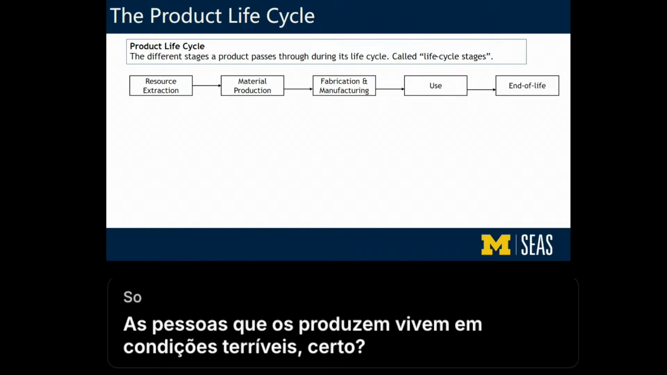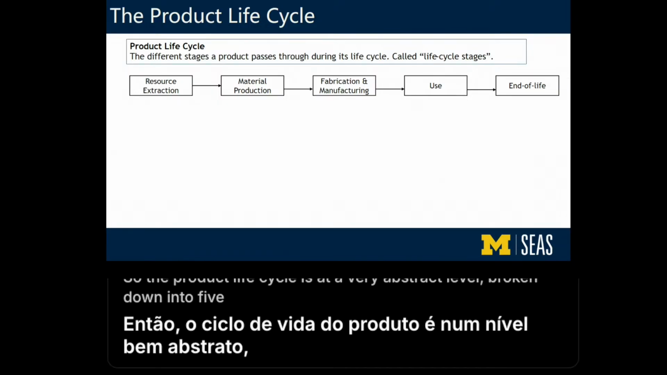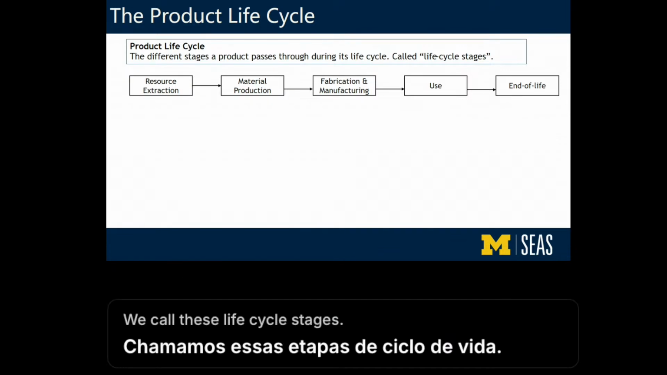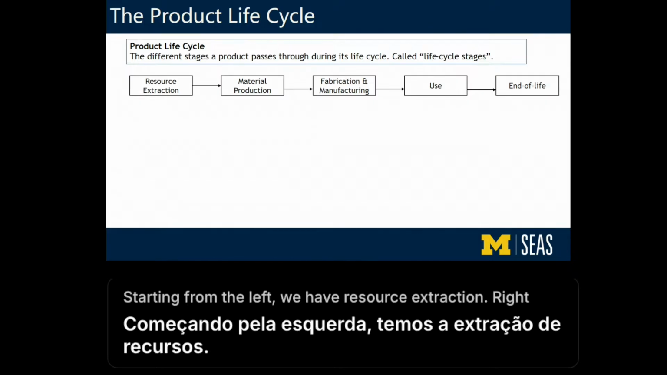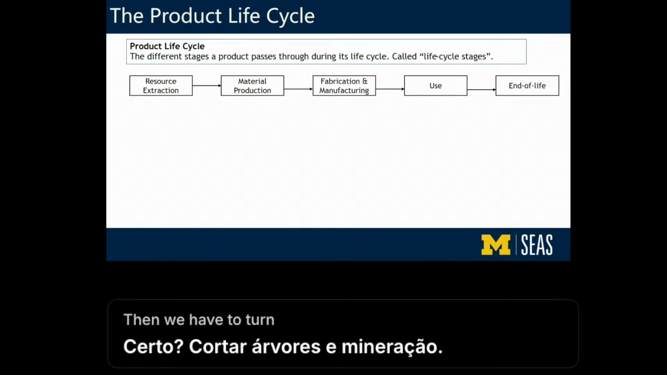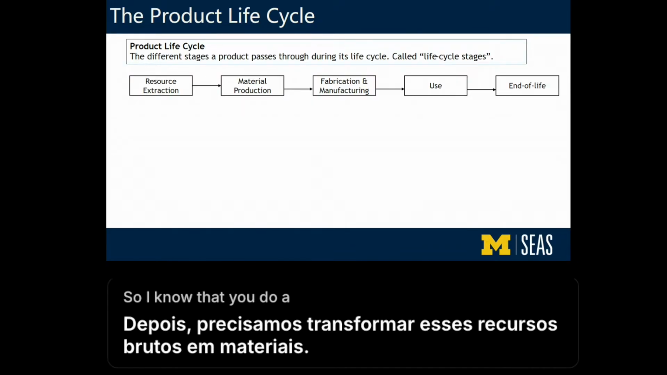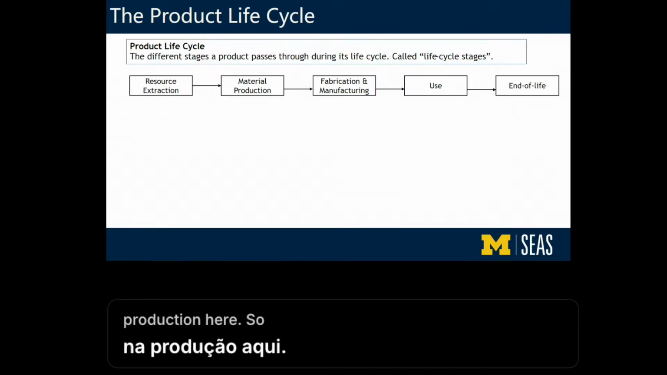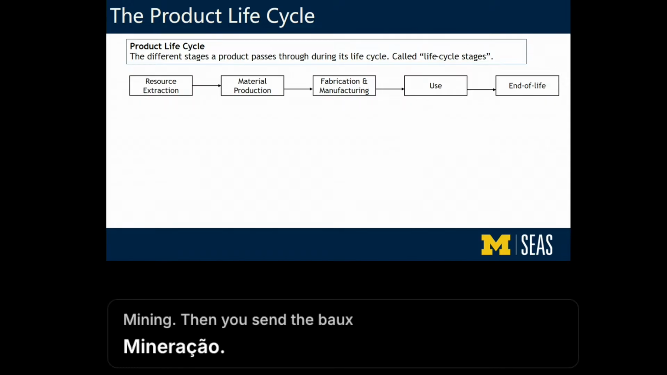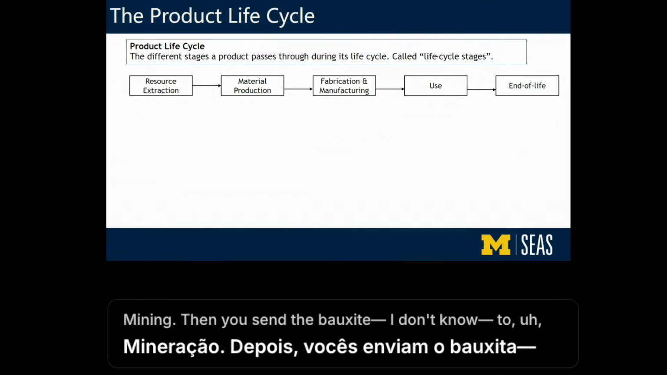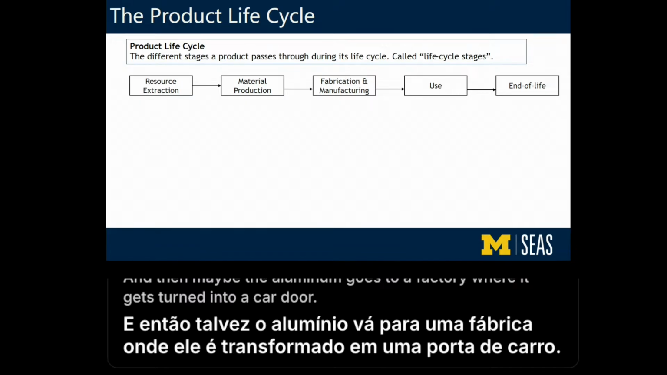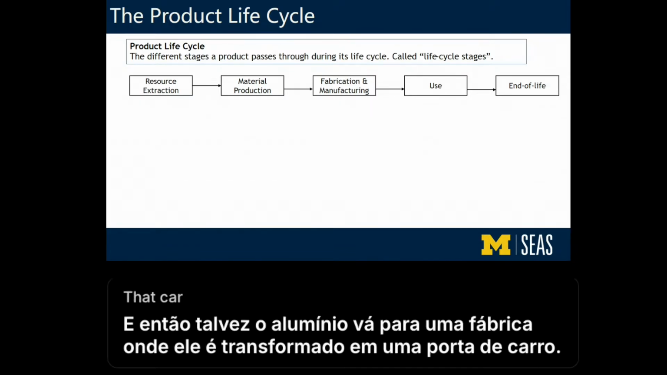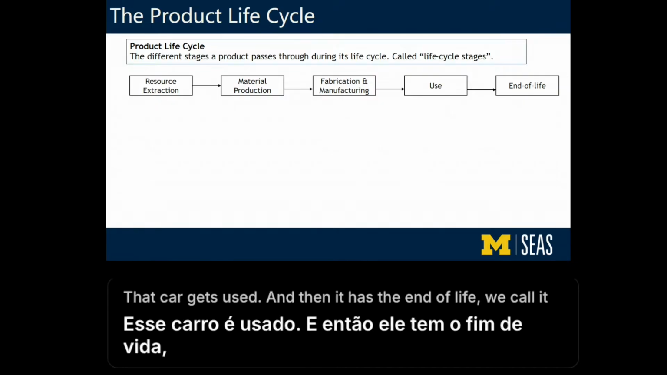So the product life cycle is, at a very abstract level, broken down into 5 different stages. We call these life cycle stages. Starting from the left, we have resource extraction, cutting down trees and mining. Then we have to turn those raw resources into materials. I know that you do a lot of aluminum production here. So resource extraction is mining. Then you send the bauxite to the refinery where they turn it into aluminum. And then maybe the aluminum goes to a factory where it gets turned into a car door, and it gets incorporated and put into a car. That car gets used, and then it has the end of life, we call it. This is when the car is either thrown out or recycled.